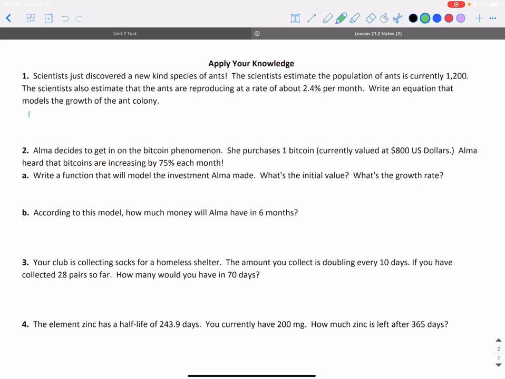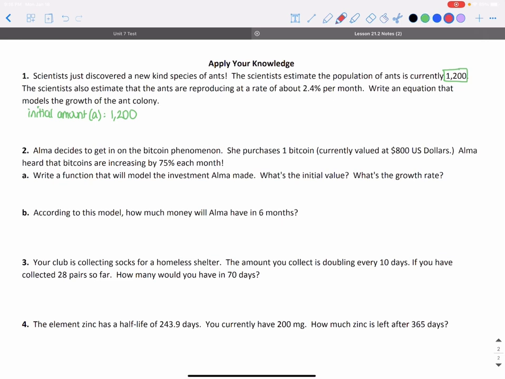So the first thing I want to know is the initial amount. I know this is an exponential growth problem because we're doing exponential functions. I'm looking for the initial amount, and that's what my a is going to be. In this case, it is 1,200. That's how many ants I start with, so 1,200 is the initial amount.